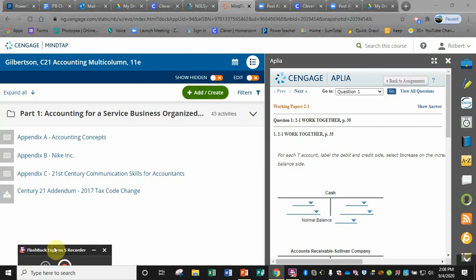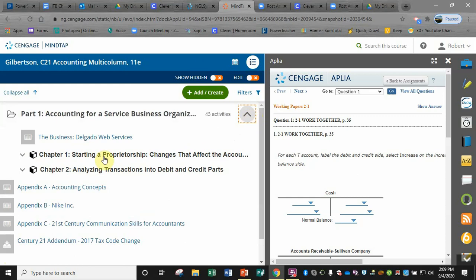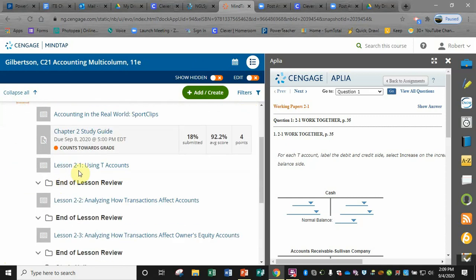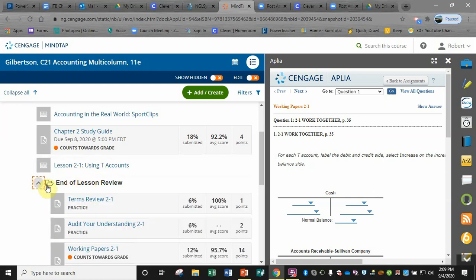All right, so the end of lesson review for chapter 2-1. So I'm looking at page 35 in the book. So we're going to fill in some T charts. We're going to click the down arrow. Chapter 2, 2-1 using T accounts, end of lesson review. Down arrow.